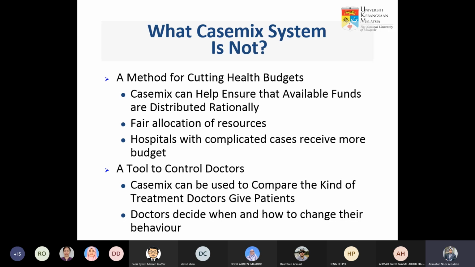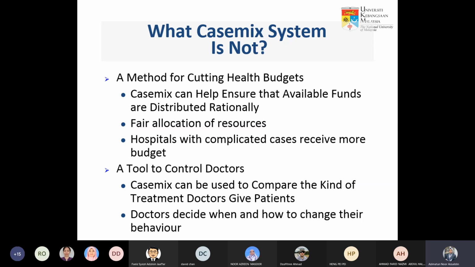So a tool to control doctors, in which Casemix can be used to compare the kind of treatment doctors give to the patients. So effective ke tak, what sorts of doctors, doctors yang memberi complications ke, doctors yang save the patient, for example. So kalau kita without Casemix, mungkin kita tak nampak actually the practice of the patient or of doctors. Of course, in term of quality, kita ada nampak sedikit. Kita buat clinical audit, medical audit dan sebagainya. Bagaimanapun dia tak nampak bila tak relate kepada money.